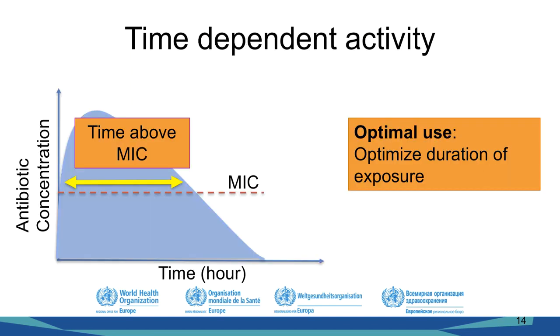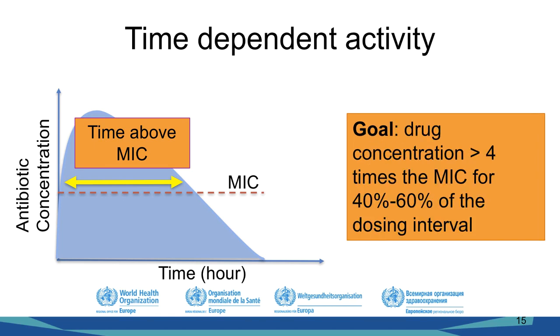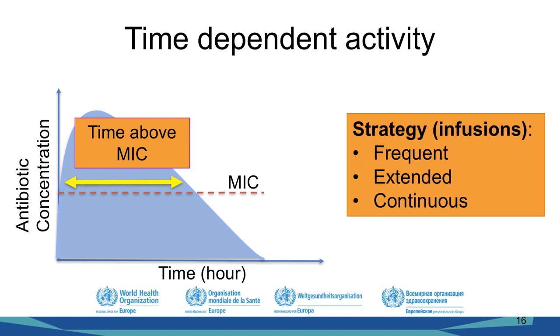Let's return to beta-lactams. Given the pharmacodynamic properties of this class of antibiotics, the goal is to optimize the pathogen's duration of exposure to beta-lactam concentrations in excess of the MIC of that pathogen. While there is variation between different beta-lactam antibiotics and different target bacteria, a drug concentration of greater than 4 times the MIC for 40 to 60% of the dosing interval is generally sufficient to reach this goal. This prolonged exposure can be achieved by a strategy of frequent, extended, or continuous infusions. This critical concept allows us to effectively use antimicrobials despite some marginal degrees of antimicrobial resistance, for example, organisms with an MIC just above the resistance threshold.